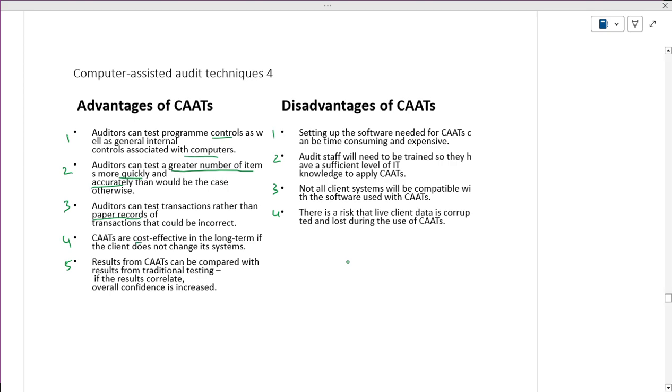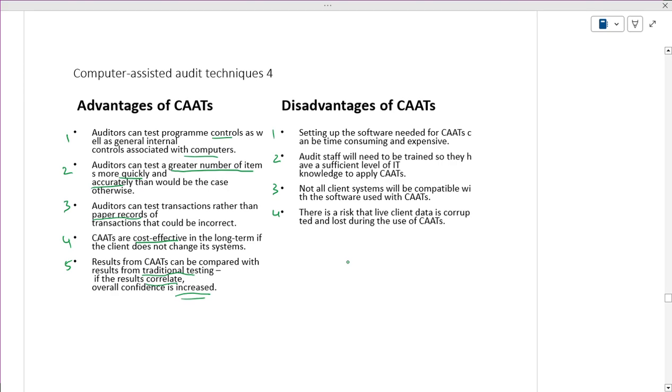CAT is cost effective. You can work from remote places and test more transactions in a lesser period of time, and most importantly, there is least paperwork. Results from CATs are compared with the results of traditional testing. It doesn't mean that we are completely relying on CAT. We are doing some manual testing also, and we will compare the results. If the results are matching, overall confidence will increase.